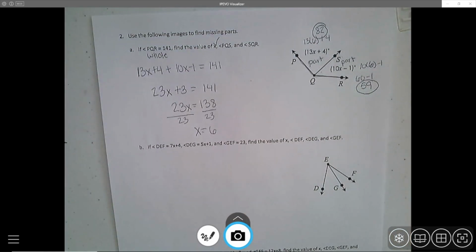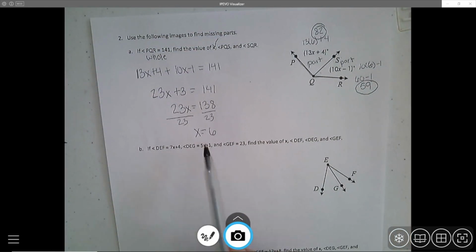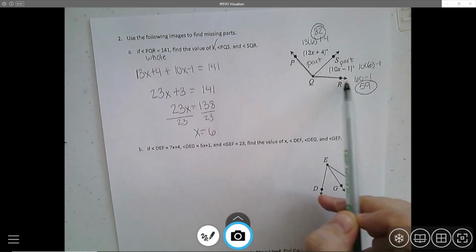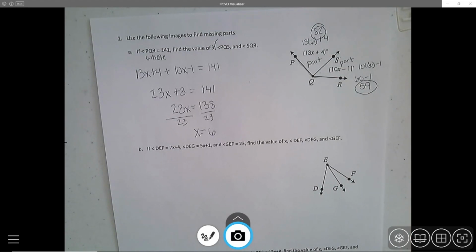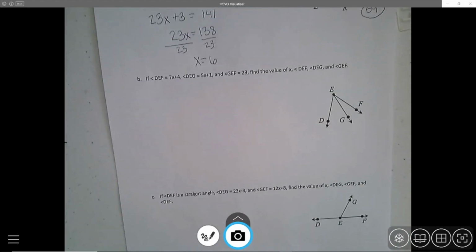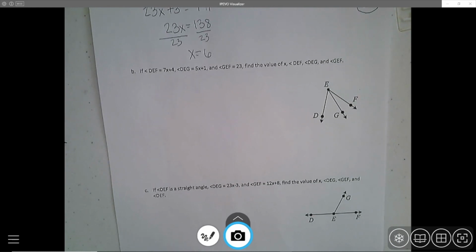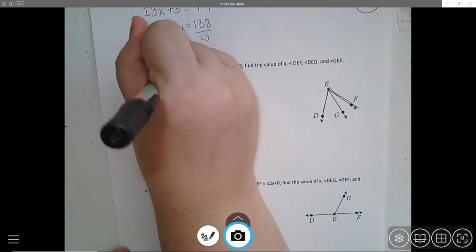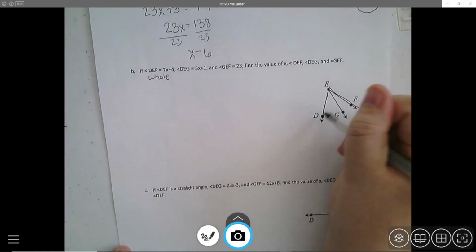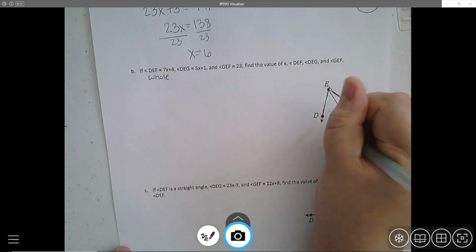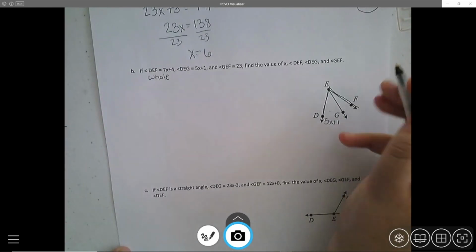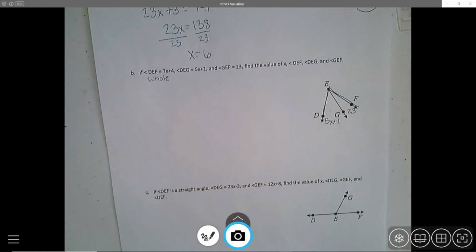There would be my pieces of information. x is 6, PQS is 82, SQR is 59. Okay, let's look here at another problem. DEF, that's on this whole outside thing, so this is a whole. DEG, this little piece right here, is 5x plus 1. And then GEF is 23, that's the other piece.